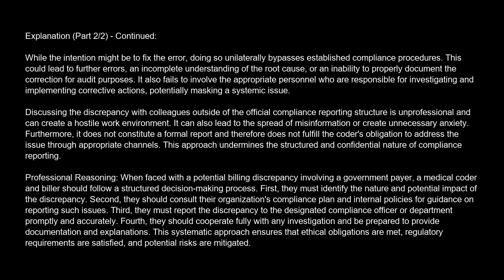Professional reasoning. When faced with a potential billing discrepancy involving a government payer, a medical coder and biller should follow a structured decision-making process. First, they must identify the nature and potential impact of the discrepancy. Second, they should consult their organization's compliance plan and internal policies for guidance on reporting such issues. Third, they must report the discrepancy to the designated compliance officer or department promptly and accurately. Fourth, they should cooperate fully with any investigation and be prepared to provide documentation and explanations. This systematic approach ensures that ethical obligations are met, regulatory requirements are satisfied, and potential risks are mitigated.